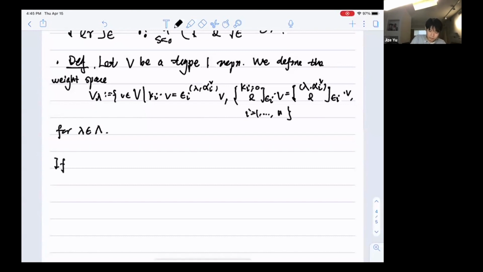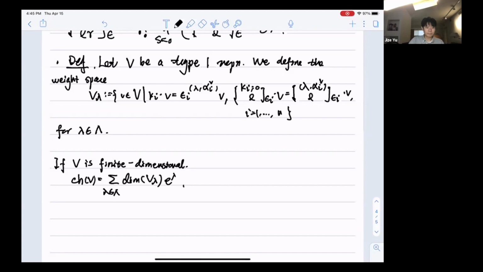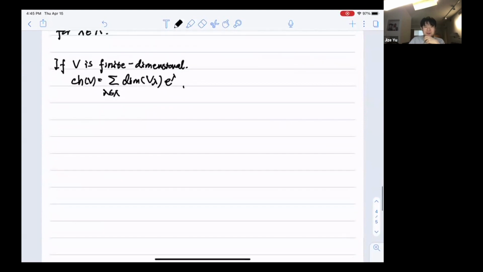So if V is finite dimensional, we define the characters of V as usual. This is the sum of the dimensions of its λ weight spaces V_λ. But there also should be a statement that if V is type 1, then it splits as a direct sum of its weight spaces. Yes, this is exactly the next proposition that I'm going to state.